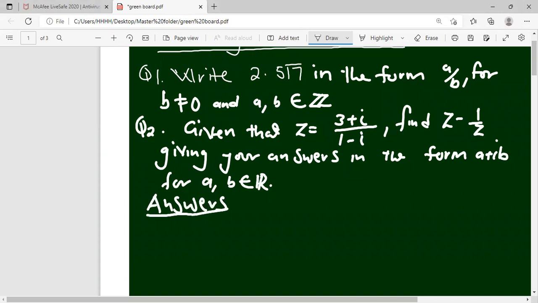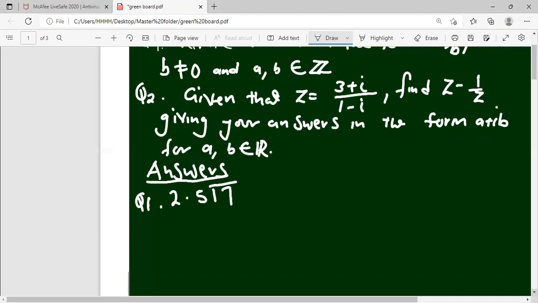2.571, where the 71 is recurring or is being repeated. So we want to write this 2.517 in the form A over B. So A over B can be taken to be a rational number, but B must not be equal to 0, where A, B are integers.